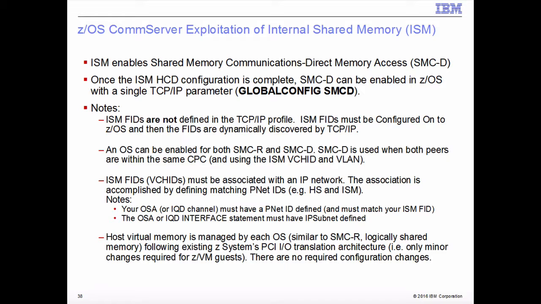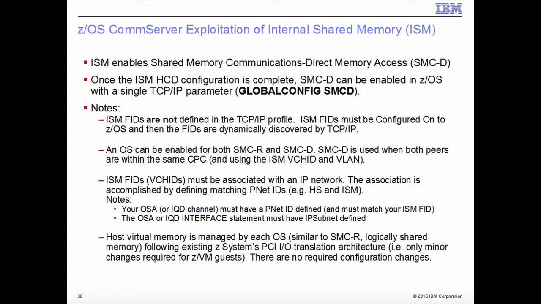And now finally we get to the CommServer part. So what do we do in CommServer to turn the function on? And this is where we like to talk about that it is in fact one parameter. Similar to SMC-R on the global config, we have a parameter now called SMC-D, and it defaults of course to off, but when you're ready to test or use SMC-D, that single keyword will get you going. Unlike RoCE, you do not define FIDs or ports or MTUs because they don't apply. And the FIDs that we did define in HCD will just be dynamically discovered.